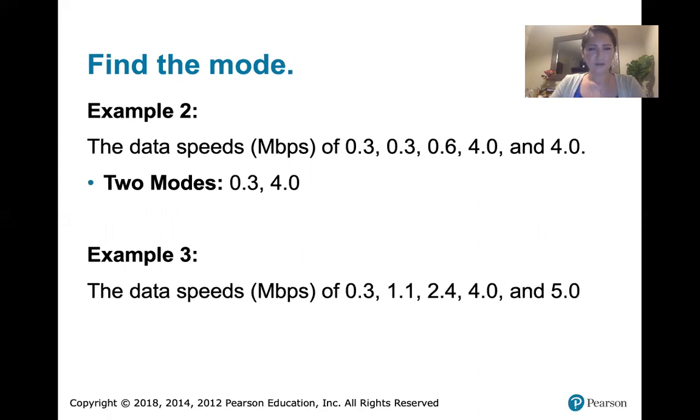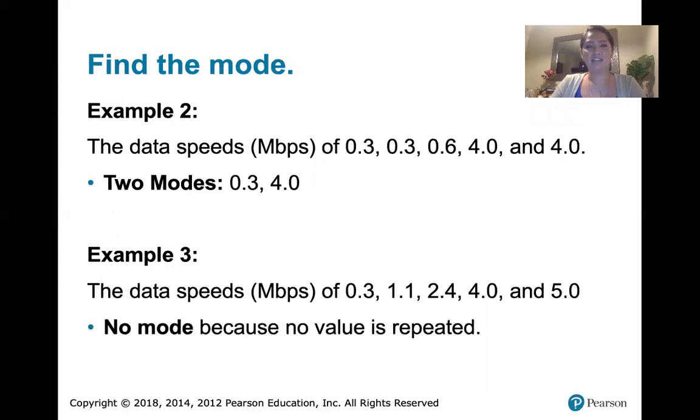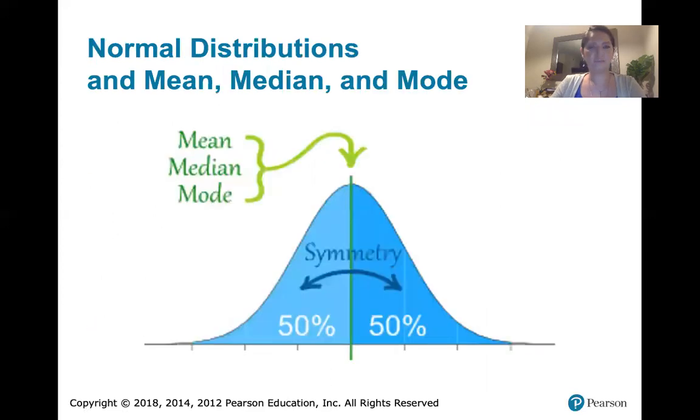In this example, we've got these data speeds, 0.3, 1.1, 2.4, 4.0, and 5.0. None of those are the same. So they all occur with a frequency of 1. So there's actually not a mode in this case because no values are repeated.